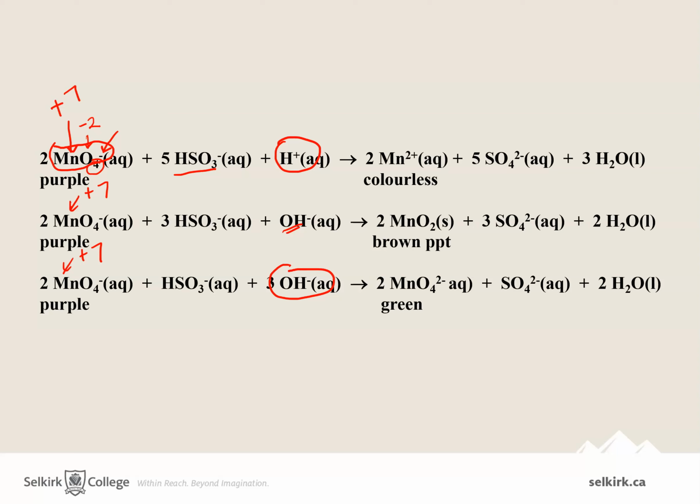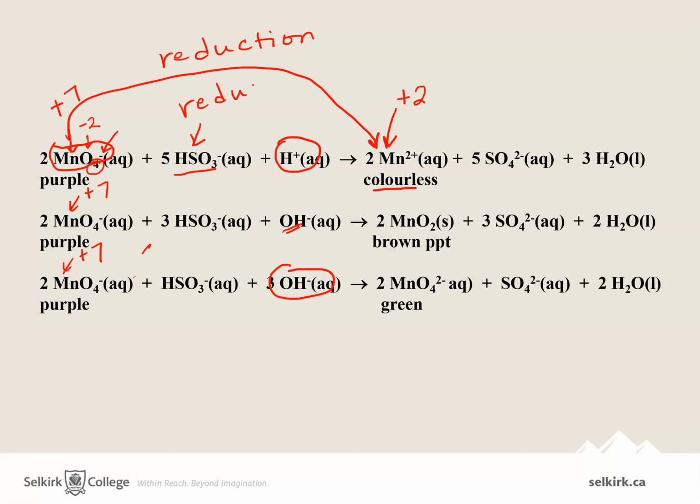First, I did it in an acidic solution, and we observed it turned colorless. I have to tell you authoritatively that the product there was manganese 2+. And what's its oxidation number? Well, oxidation number is the charge it has if it's ionic, and it is. So that oxidation number is +2. I went from manganese +7 to manganese +2. I reduced the oxidation number. That was a reduction. And therefore the hydrogen sulfite must be a reducing agent.